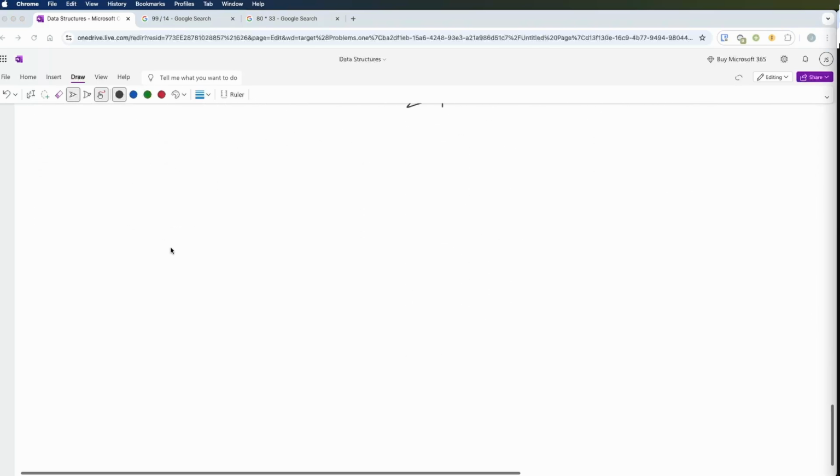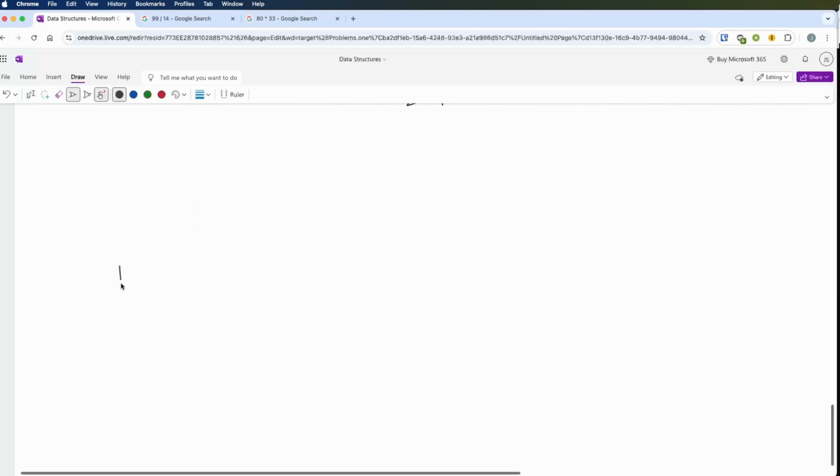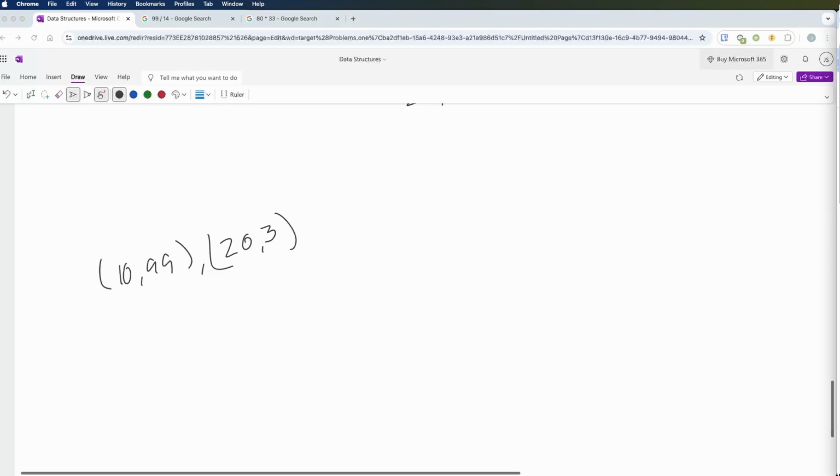What if we use health? This is damage. 10 and 99. And we'll have 20 and 3. So 10 divided by 99 is going to be really small. So it's 0.101, and then 20 divided by 3 is just like, what, 6 something, 6.7. Okay. So maybe the one with the highest damage to health ratio.